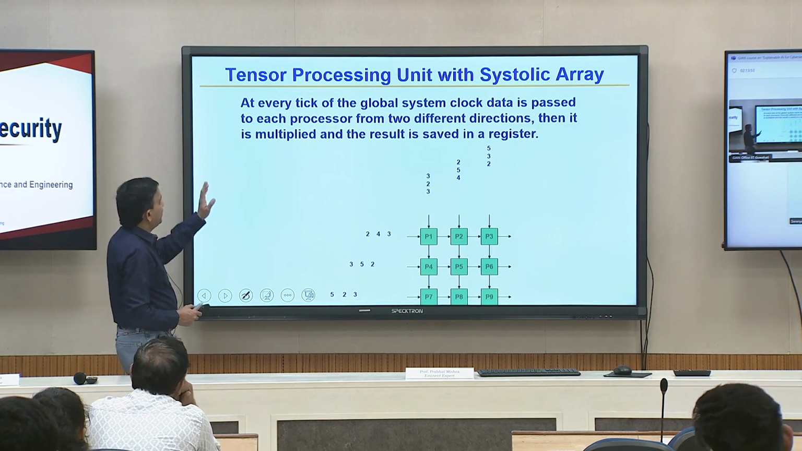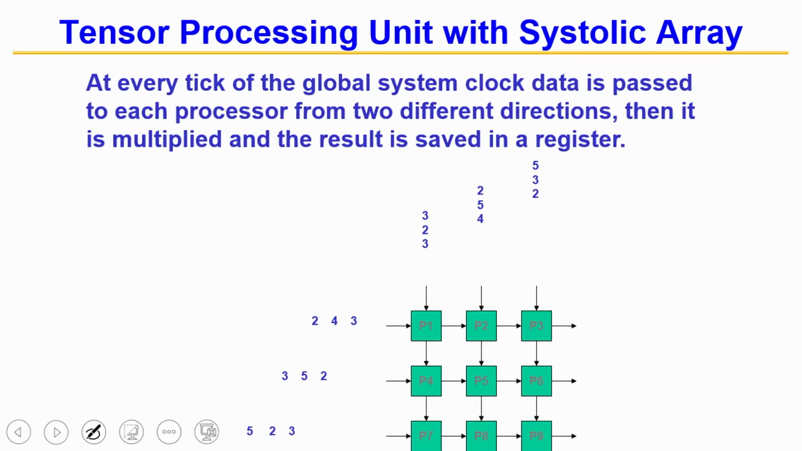Every clock tick, which is a clock cycle or a time step in computation, the system clock data is passed to each processor from two different directions, then it is multiplied and the result is saved in a register. So here are two sets of data, one from this side, one from that side. Remember, we were trying to do Wi times Xi. This is a matrix, this is weight data. You can visualize it, although this is not what I am illustrating: you can think of this matrix as this one and that matrix as that one. You have tons of edges and nodes, millions of them to be precise, and they are coming from two sides.